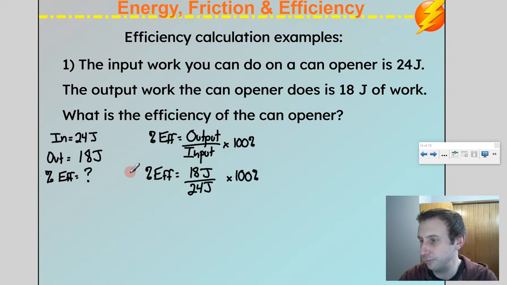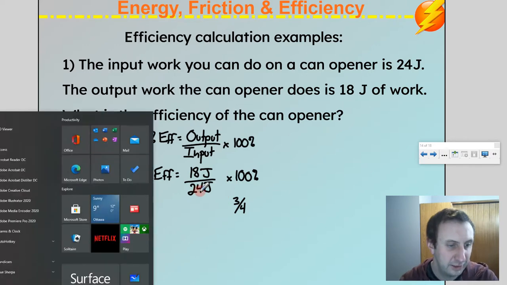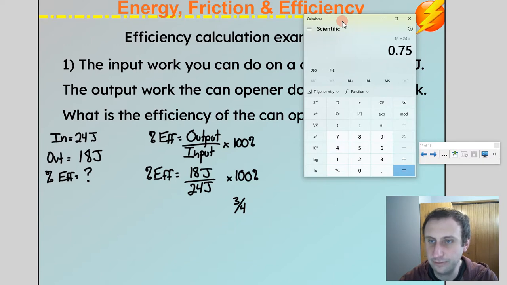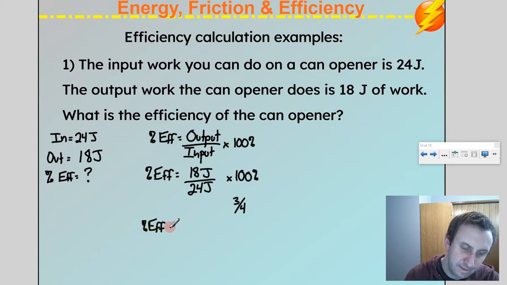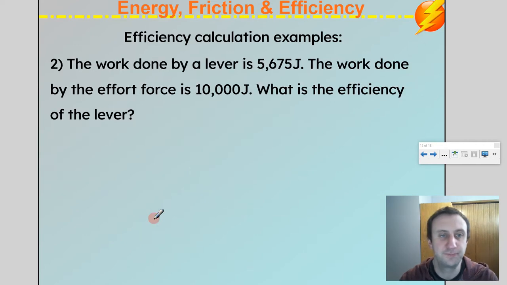So 18 divided by 24. We don't actually need a calculator for that, but we certainly could use one. This just basically simplifies to 3 over 4, right? 18 divided by 6 is 3, and 24 divided by 6 is 4. But let's go ahead and get a calculator, in case you don't believe me. I have 18 divided by 24, and then times 100. And that gives me an answer of 75%. So my percent efficiency is equal to 75% for this question. And I'm done. Good, good, good. All right, let's move on.